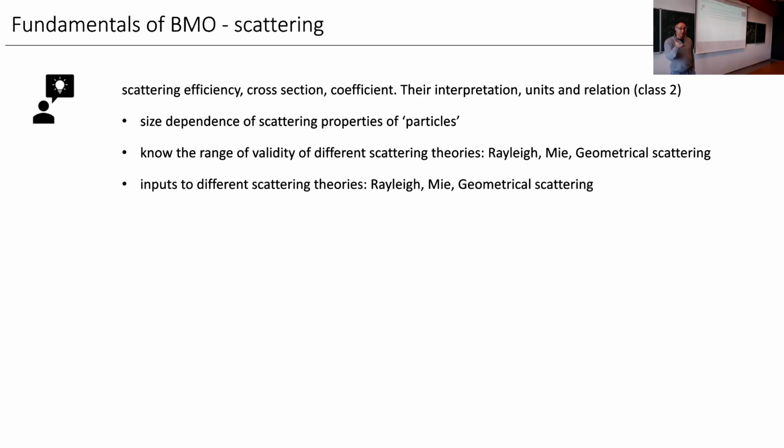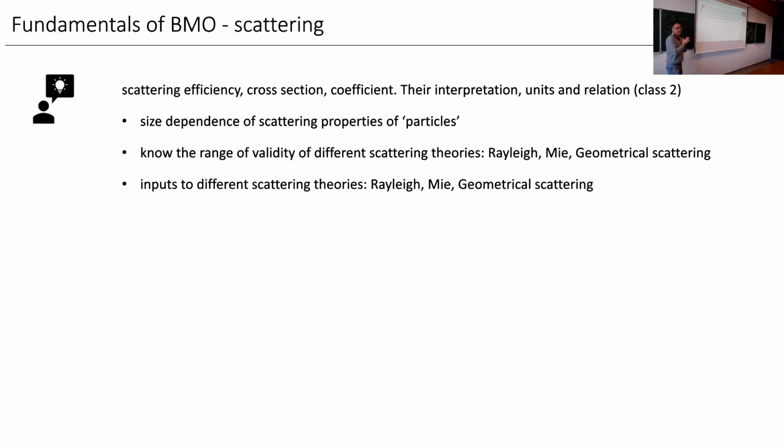Rayleigh scattering is for particles that are much smaller than a wavelength. Geometrical scattering is for these really huge particles. And Mie scattering is universally valid as long as the particle is a sphere. So you can calculate it for very small and very large particles. These are the correct results, but the assumption is that the particle is a sphere.